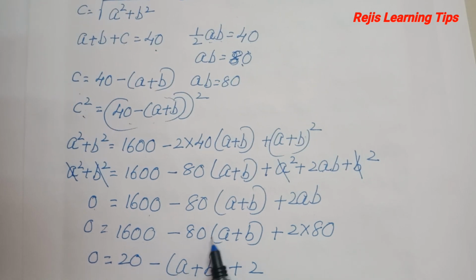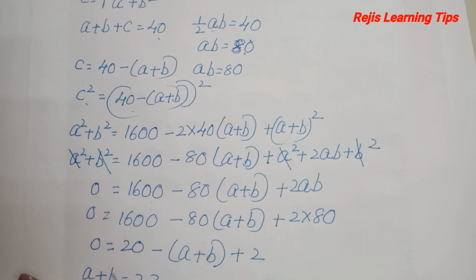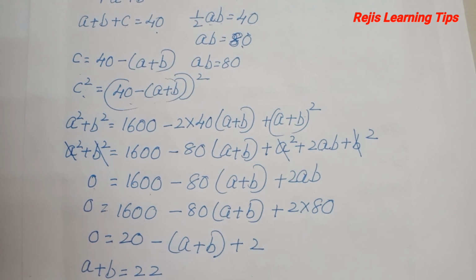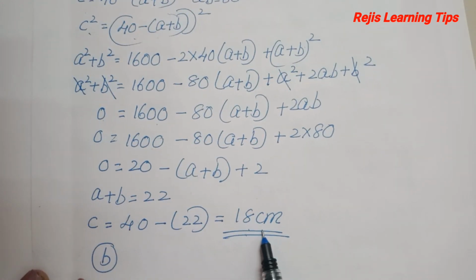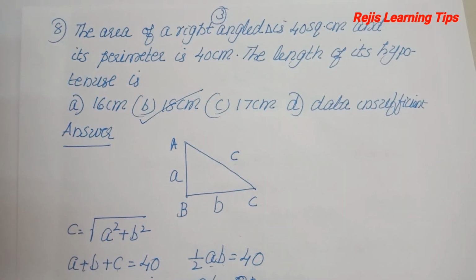0 is equal to 1600 minus 80 into A plus B plus 2 into AB, which is equal to 80. Then we can divide the entire equation by 80. Then 20 minus A plus B plus 2. Therefore, A plus B is equal to 22. Therefore, C is equal to 40 minus 22, that is 18 centimeter. Okay, C is equal to 40 minus A plus B. So, C is equal to 40 minus 22, that is equal to 18 centimeter. So, our option B, 18 centimeter.